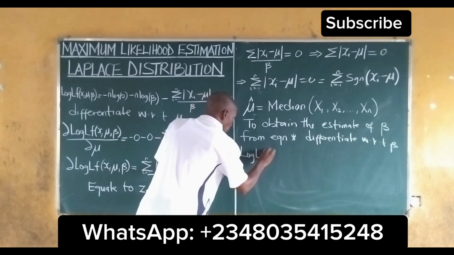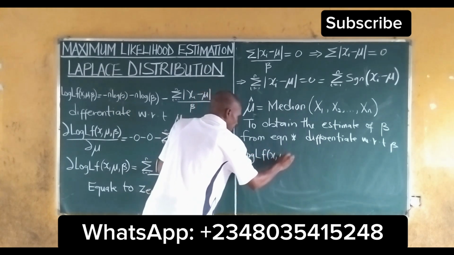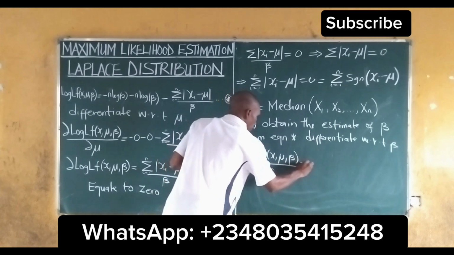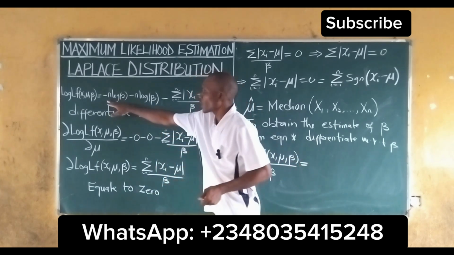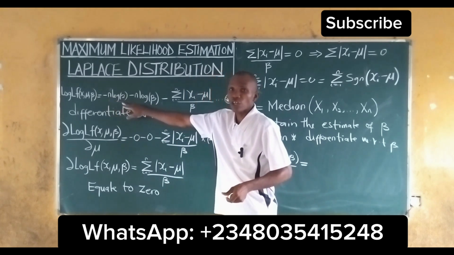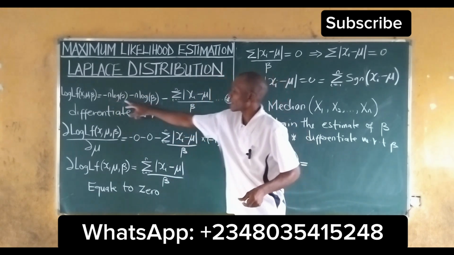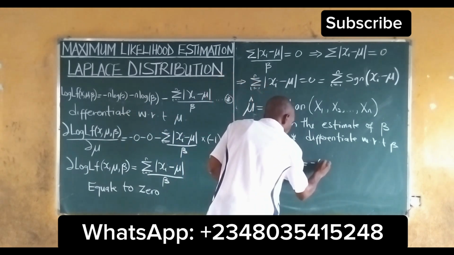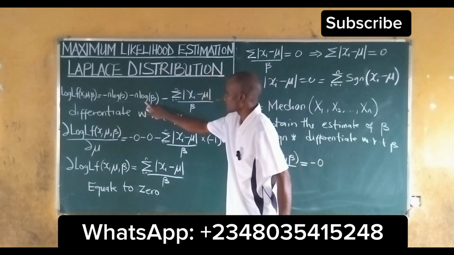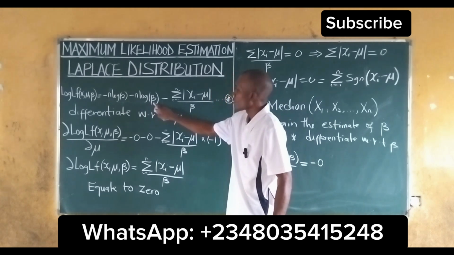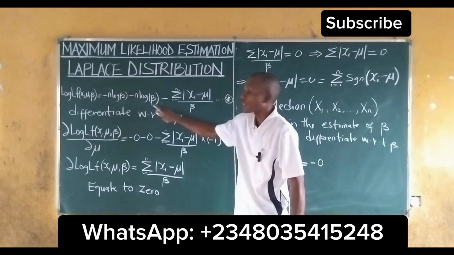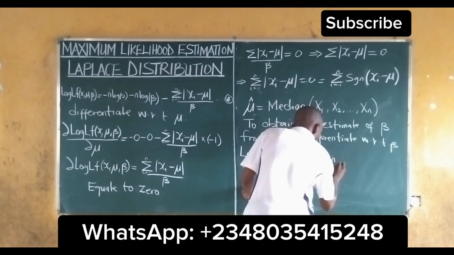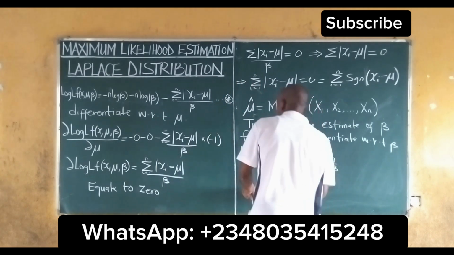the likelihood function of the Laplace distribution all over beta to be equal to, now, we differentiate the whole of this. Since there is no value for beta here, it turns to zero. It becomes negative zero. If there is a value for beta here, when you differentiate, it becomes negative n all over beta.